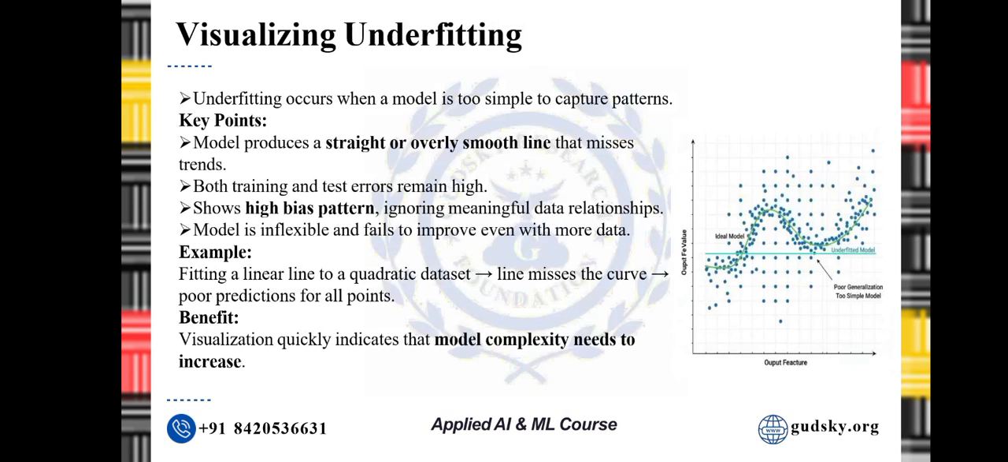For example, if you use a straight line model, linear regression, to predict a curved pattern like temperature changes throughout a day, you will get large errors on both training and test data. So visually the line doesn't pass close to the data points. It looks too simple. The model is blind to important relationships.